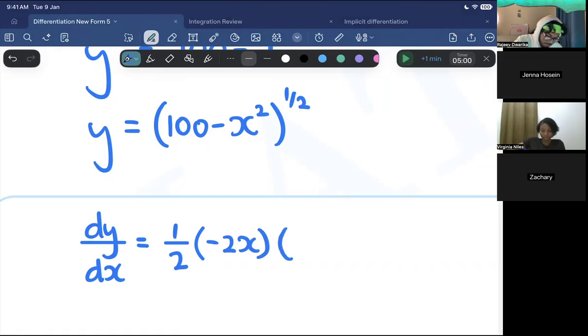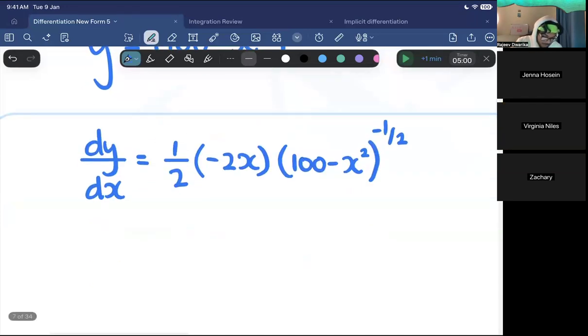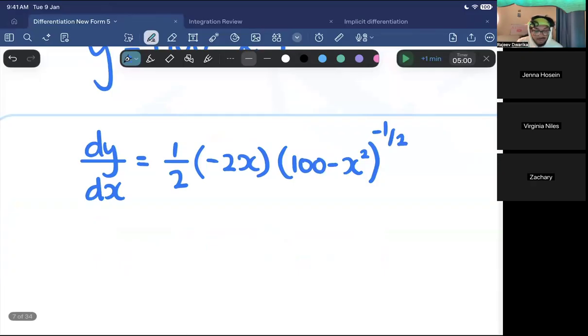And then we're gonna write back the inner function, and what do we do with the power? Subtract 1. Where's a half minus 1? Minus a half. That's it.